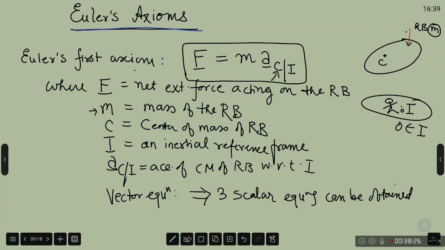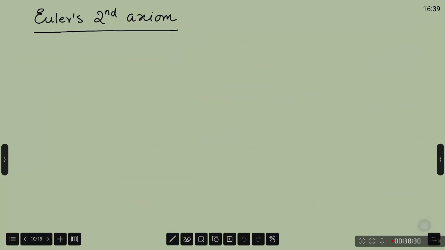There is another axiom, goes by the name of the same scientist, Euler's second axiom, and what Euler's second axiom tells us.